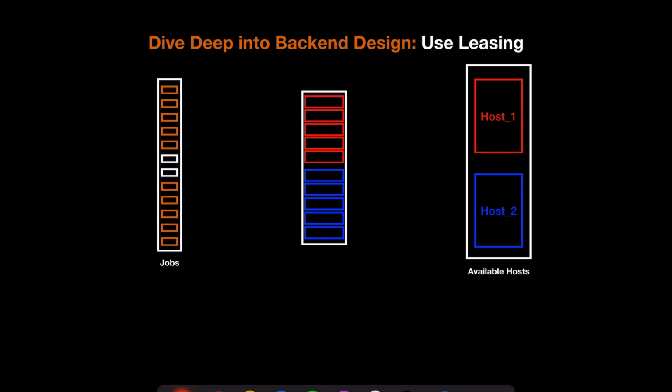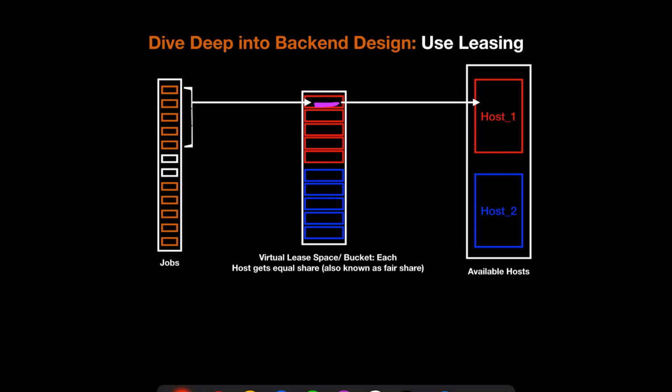So what is leasing? Leasing is basically a concept of virtual space or virtual bucketing, and all the jobs are assigned to some lease space or lease bucket, and these leases are also mapped to some hosts. Say for example, the first 5 jobs are assigned to lease 1 here, and this lease is mapped to host 1. That means these 5 jobs will eventually be done by host 1.